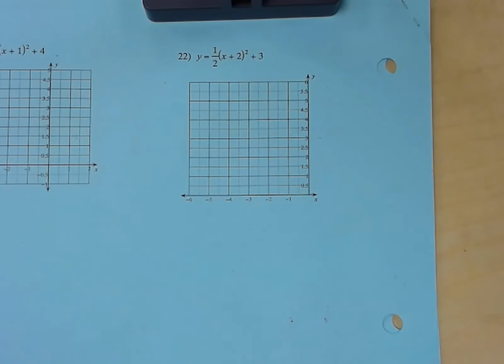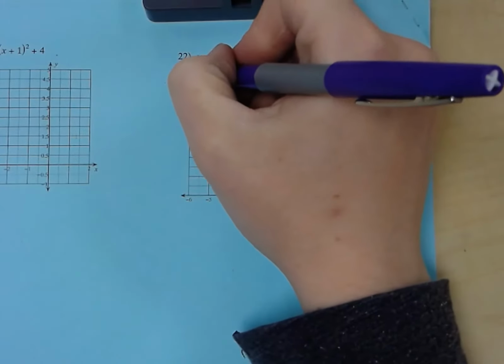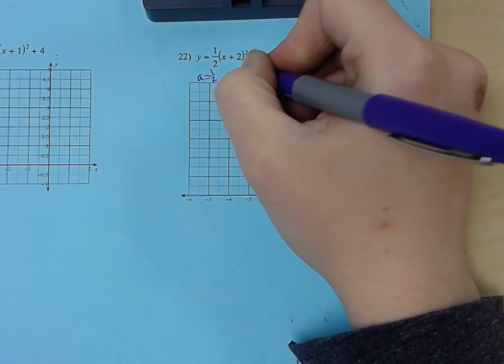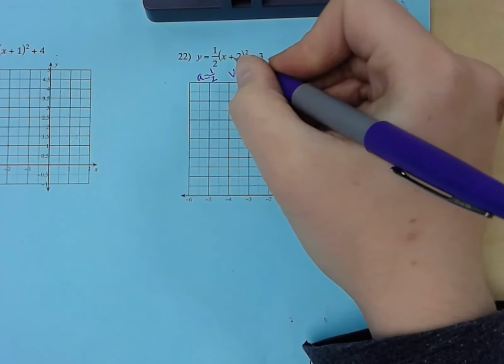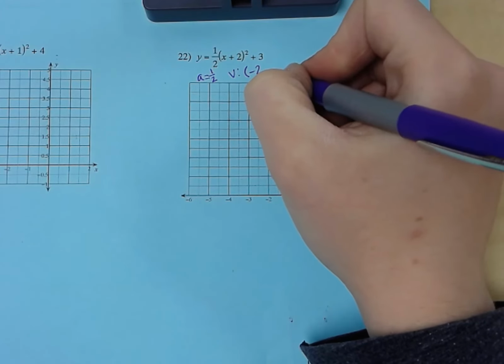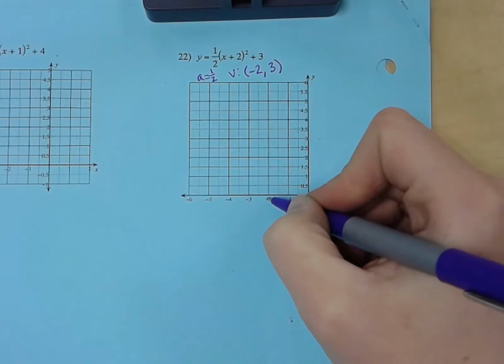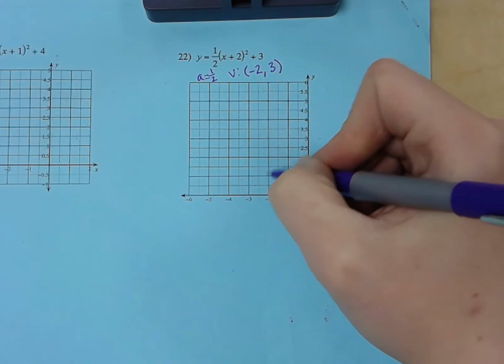Okay, we're going to do 22. This is in vertex form. I see my a value is 1/2, and my vertex is going to be the opposite of what's in the parentheses with x, so -2 and then 3. So -2, +3.